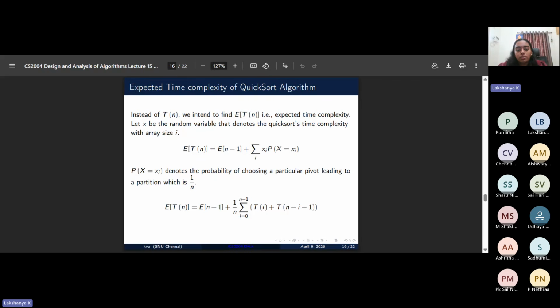So the expectation of T of n is the expectation of n minus 1 plus the expectation of this term. The 1 by n gets multiplied because expectation is event into probability of event, you know. Here the part T of i plus T of n minus i minus 1 is the event, and the probability of the ith number being chosen as pivot is 1 by n for any number. There are n numbers, any of them can be chosen as pivot with uniform probability, so 1 by n. So this is the expectation formula. Is this clear?